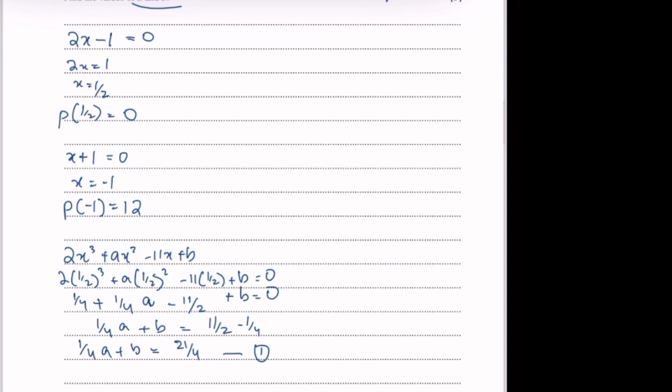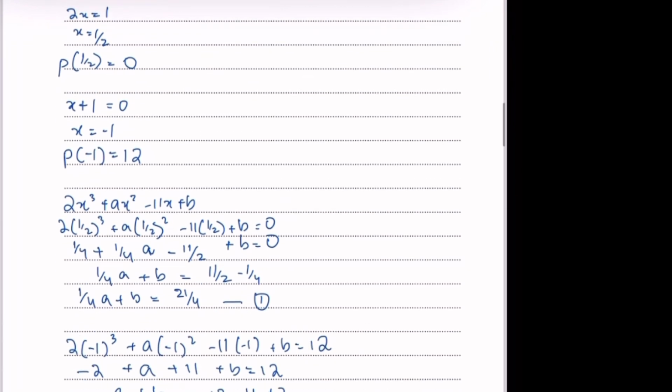Second equation, we will put minus 1 instead of x. So 2 into minus 1 cubed plus a into minus 1 squared minus 11 into minus 1 plus b is equal to 12. Minus 2 plus a plus 11 plus b is equal to 12. So a plus b is equal to 12 minus 11 plus 2. So a plus b is equal to 3.